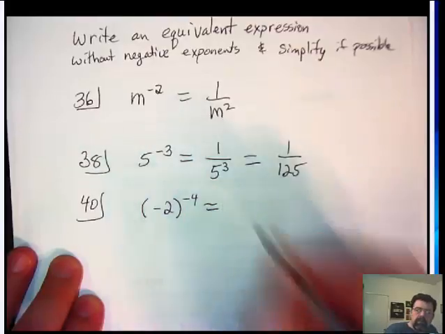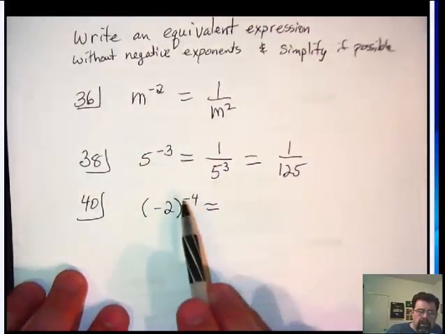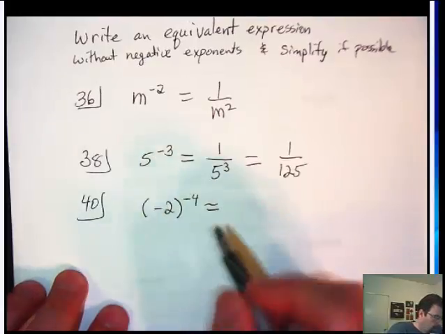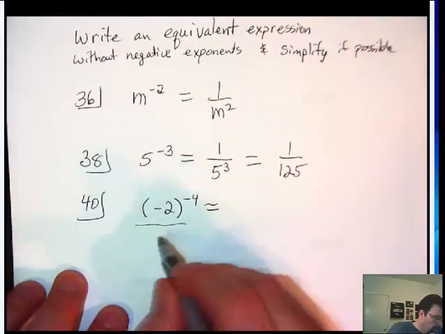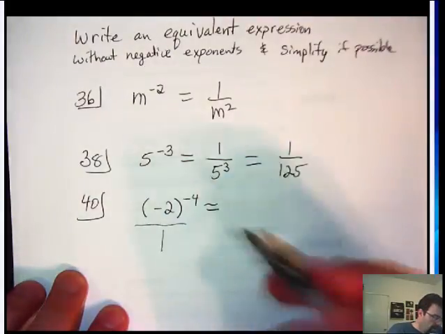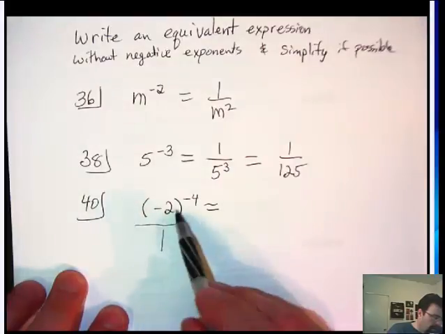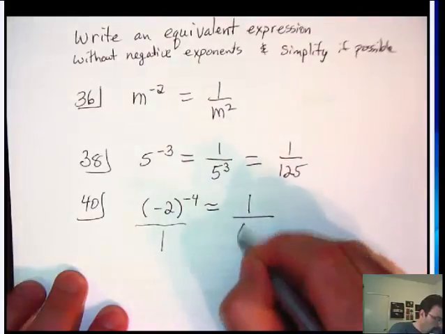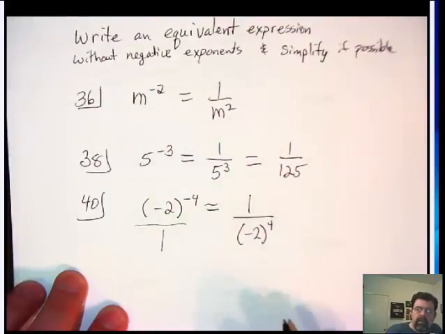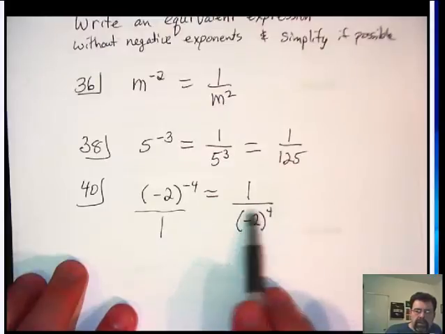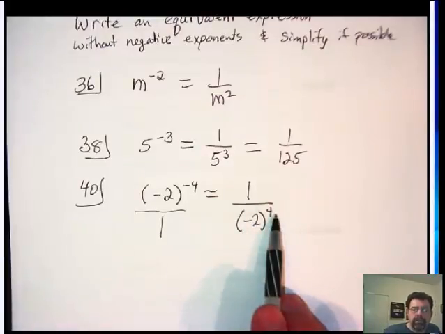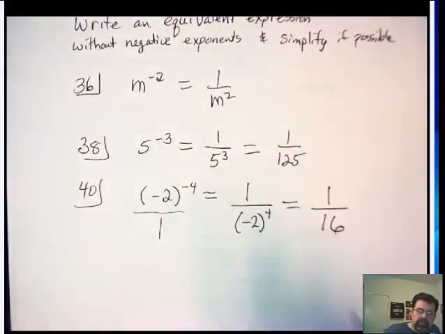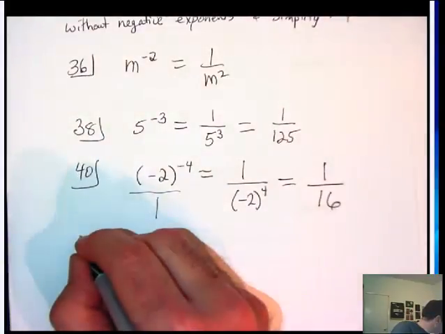Now this one, again, the negative exponent, all it does is takes this. So here's the alternate way I was talking about, is I think of negative exponent, it moves things to the other side of the fraction bar. So this, I can take this, it's on top, and I can move it to the bottom, and it becomes a positive 4. Okay, and then negative 2 in parentheses raised to the 4th power, so it's negative 2 times negative 2 times negative 2 times negative 2, which is positive 16.